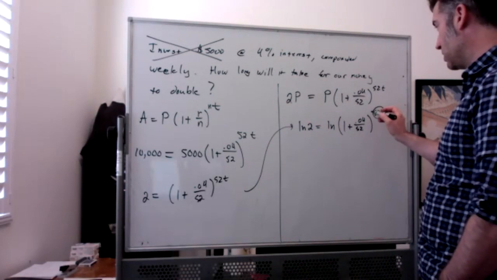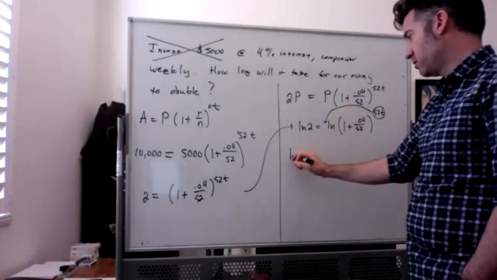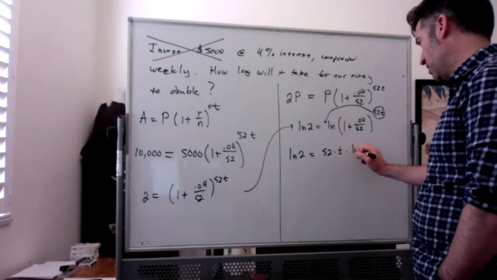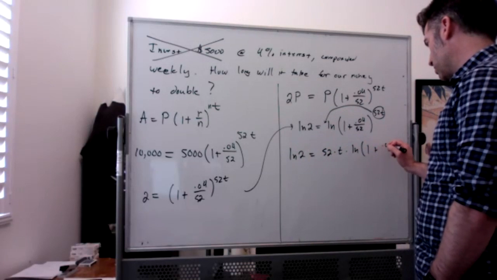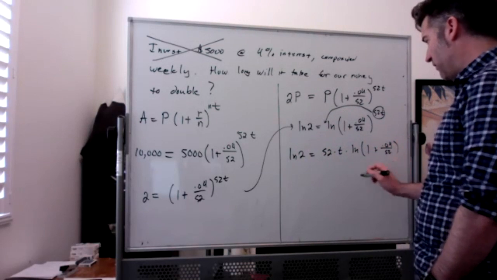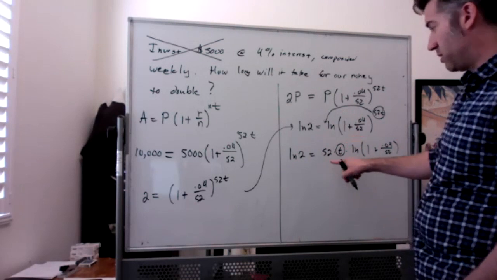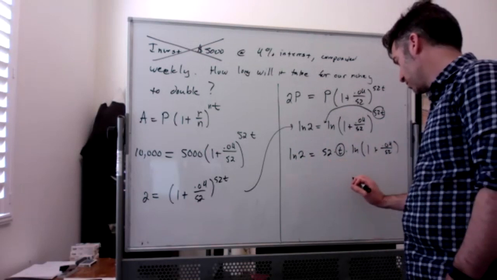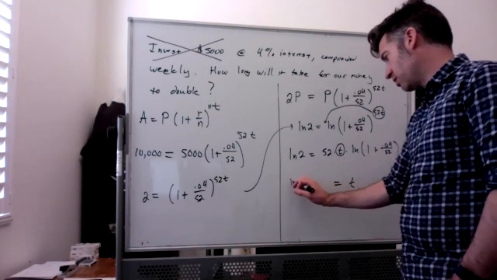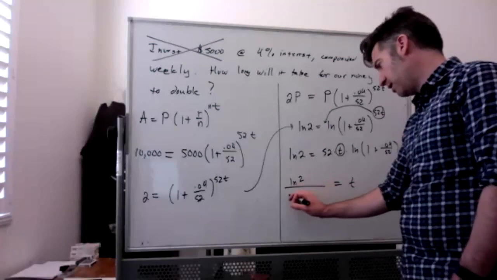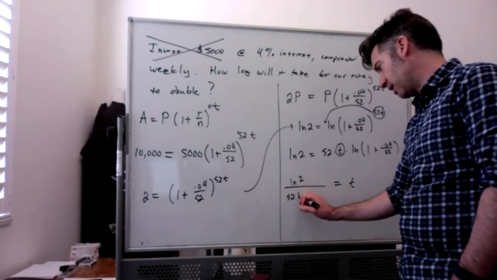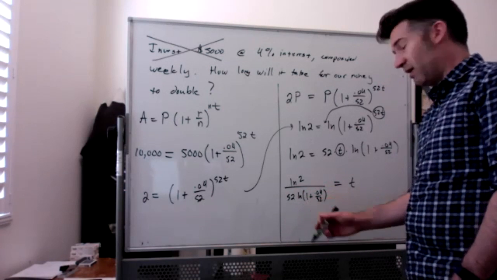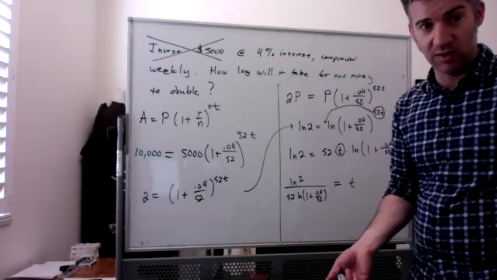We bring the 52t down in front. So the natural log of 2 is equal to 52 times t times the natural log of 1 plus 0.04 over 52. And then finally, we solve for t. So we divide by 52 and we divide by the natural log of 1 plus 0.04 over 52. So t is equal to the natural log of 2 divided by 52 times the natural log of 1 plus 0.04 over 52.